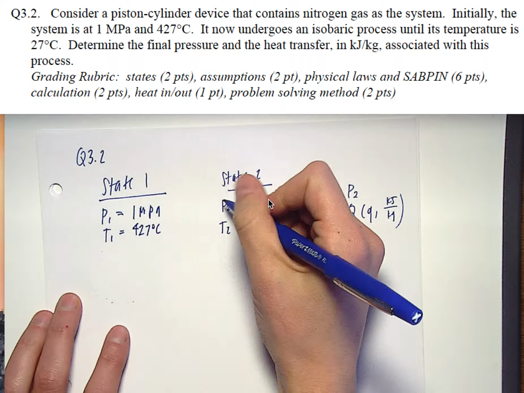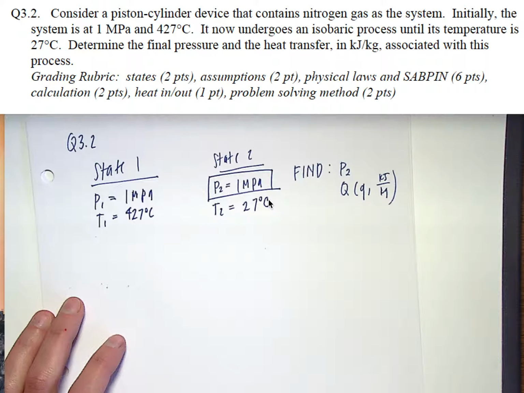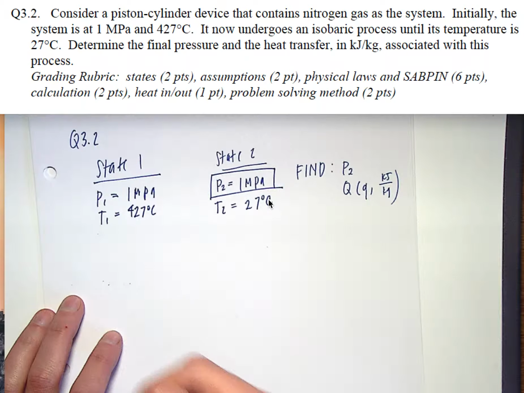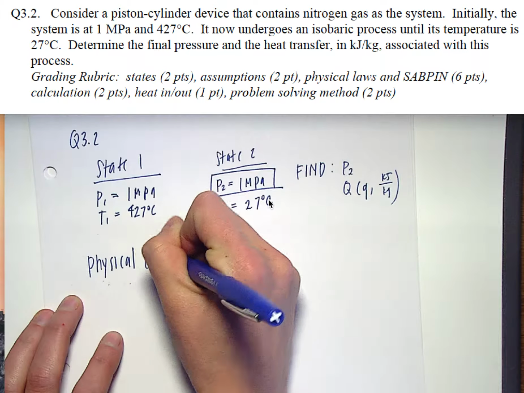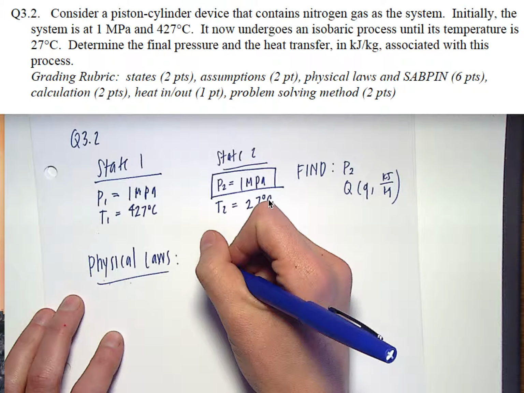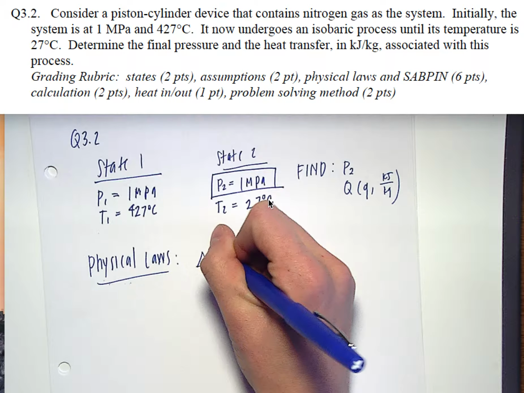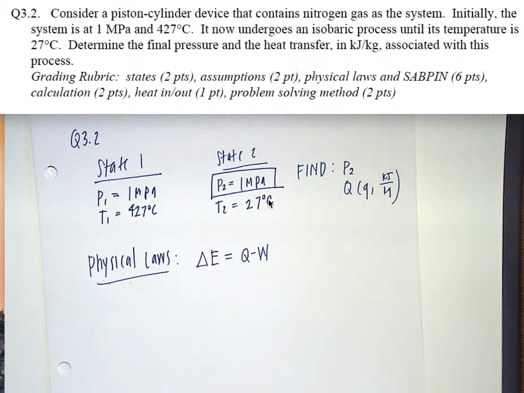So since it's isobaric, the first given is very easy. We already found it, because it's isobaric, we know the pressure doesn't change. For finding Q, we will need to think a little bit more about this problem. So we're going to start by writing out our physical laws. Anytime we're asked to calculate Q, we want to think of using the energy equation. The energy equation for a closed system is that the change in total energy between the two states is equal to the heat minus the work.